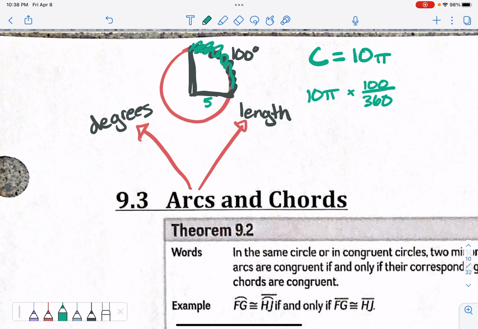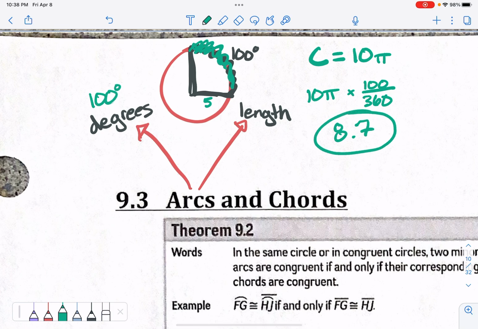Something like 8.7, we'll say 8.7 units is how long that is. So in degrees, it's 100 degrees, yes, but in actual length, we incorporate the circumference into that, and we get 8.7, okay? So that's what arcs are.